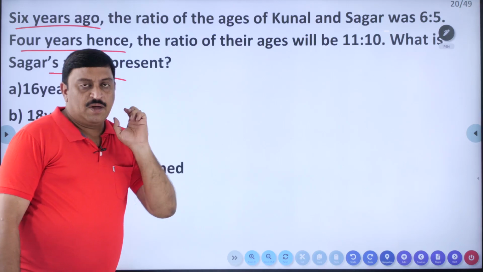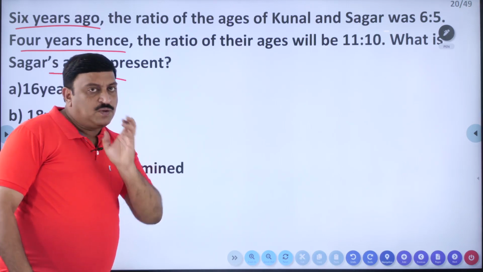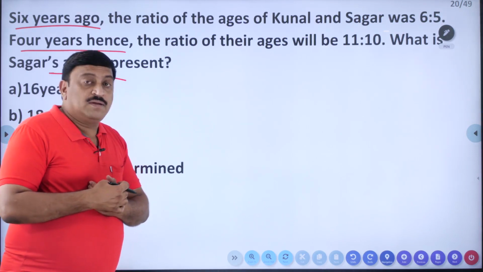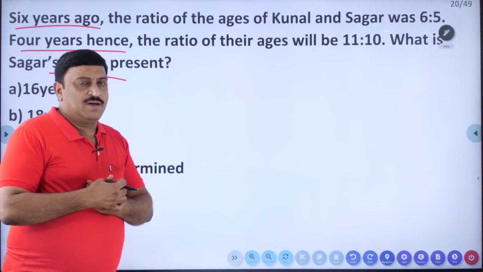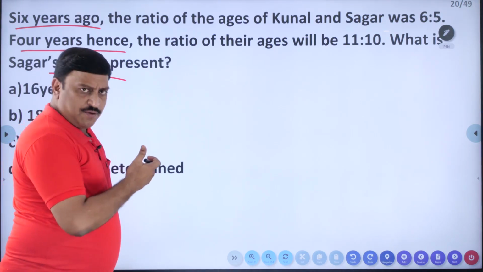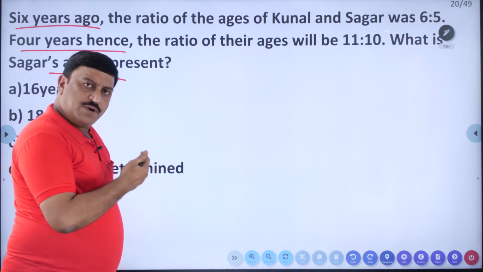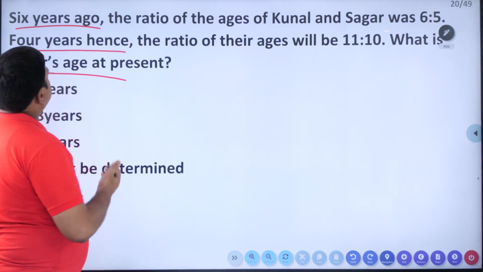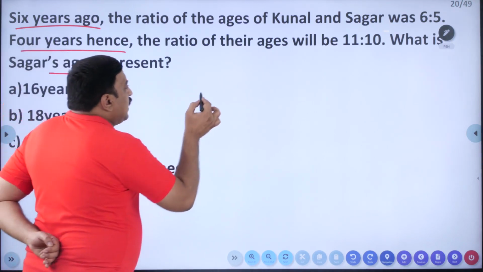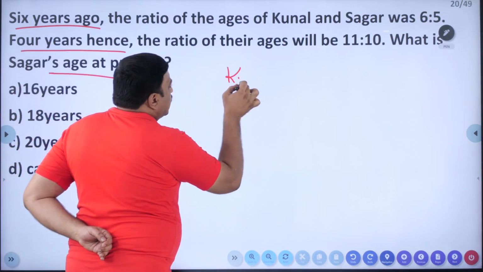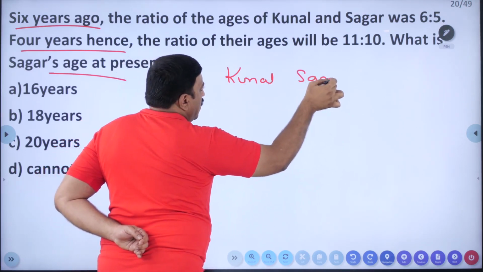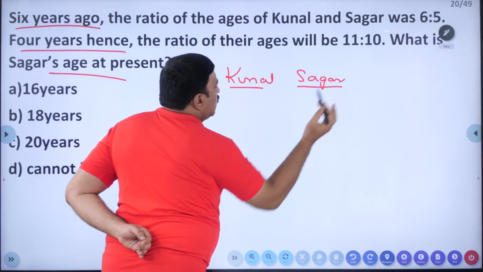Beautiful question, no? The question is beautiful, but we can do this just by seeing whether they are balanced or not. Try that one. Pause the video, try it, then we can start our explanation. First you write very systematically all the cases. Systematically you write each and everything, Kunal, Sagar.